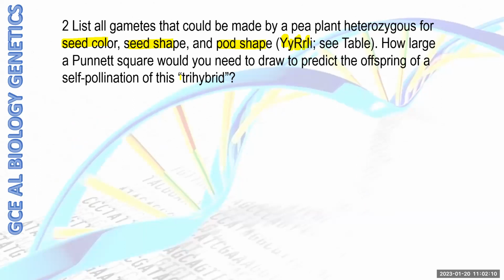So this is a trihybrid cross. How large a Punnett square would you need to draw to predict the offspring of the cell? Again, it's a self-pollination, so it's a heterozygous combination, meaning we can write it capital Y, simple Y, capital R, simple R, capital I, simple I. And when it's self-pollinated, again it's the same: capital Y, simple Y, capital R, simple R, capital I, simple I.